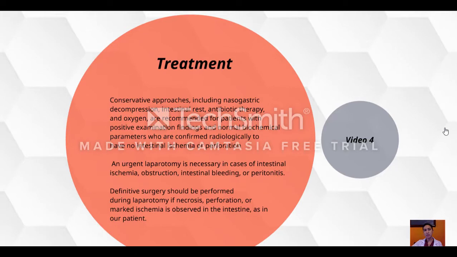Treatment. Conservative approaches including nasogastric decompression, intestinal rest, antibiotic therapy, and oxygen are recommended for patients with positive examination findings and normal biochemical parameters who are confirmed radiologically to have no intestinal ischemia or perforation. An urgent laparotomy is necessary in cases of intestinal ischemia, obstruction, intestinal bleeding, or peritonitis. Definite surgery should be performed during laparotomy if necrosis, perforation, or marked ischemia is observed in the intestine, as in our patient.